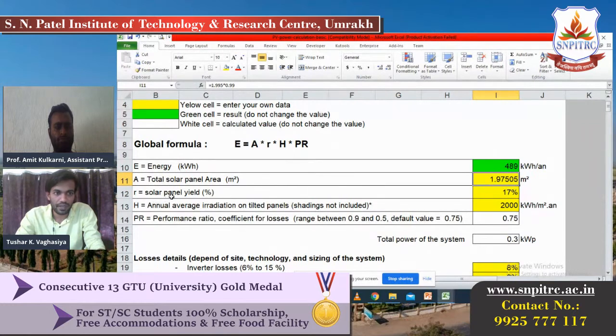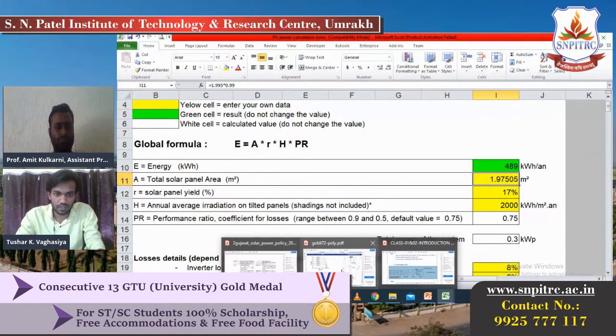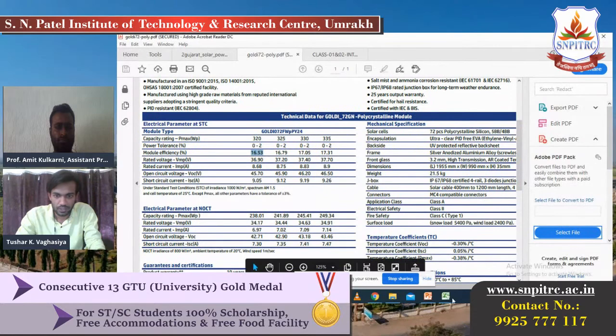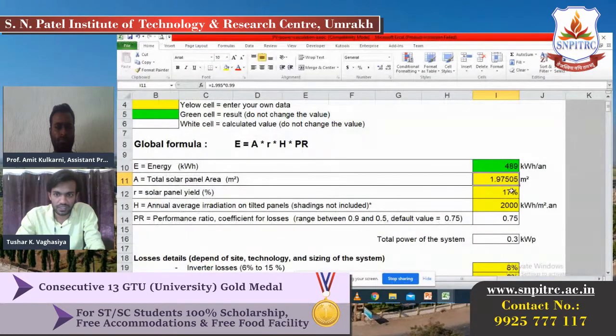And the solar panel yield means the efficiency of the solar module. You can check the data sheet and find the efficiency. Suppose we are taking a 320 watt peak module and its efficiency is 16.53, right? So we are putting 16.53%, which is the efficiency of the solar panel, right?